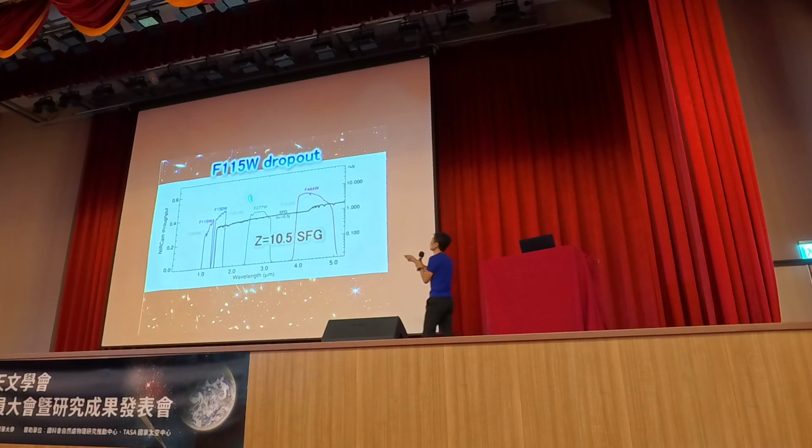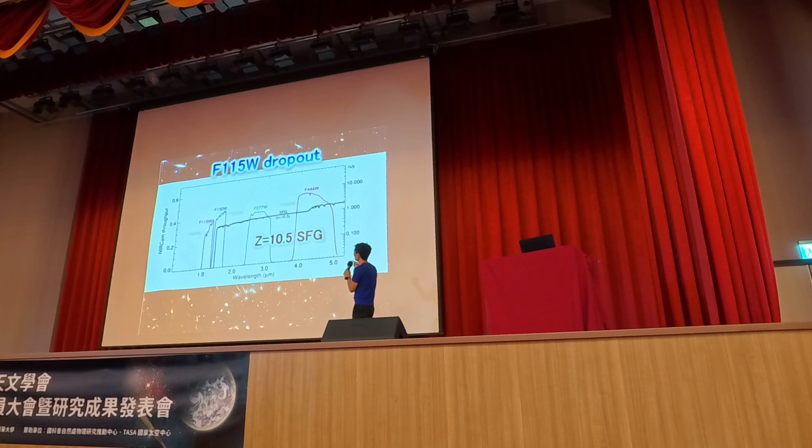We find them as 1.1 micron dropouts. Here is a simple description of the method. This is a typical galaxy SED redshifted to redshift 10. At redshift 10, the galaxy's Lyman alpha break is already here at 1.5 micron because it's redshifted. So it's not visible in JWST's 1.1 micron filter, but it is very bright in the 1.5 micron filter and other redder filters. So they define these galaxies as F115W dropouts.